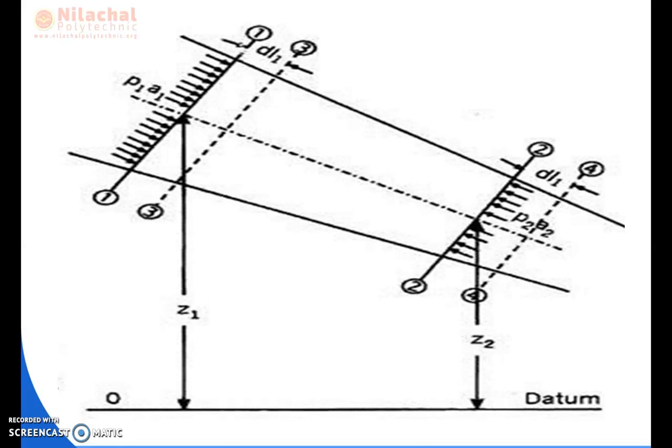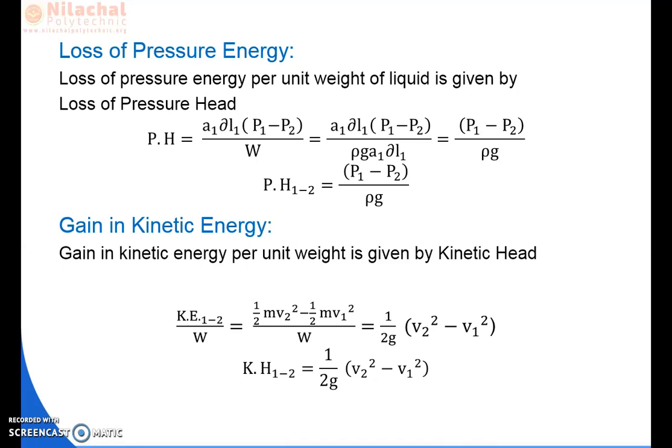Let us consider from the continuity equation, mass of liquid flowing at inlet is equal to mass of liquid flowing at outlet. So we are assuming that A1 del L1 is equal to A2 del L2, because for an incompressible fluid, the volume of liquid at inlet is equal to volume of liquid at outlet. So A1 del L1 is equal to A2 del L2. Let's see, the loss of pressure energy is equal to P1 V1 minus P2 V2.